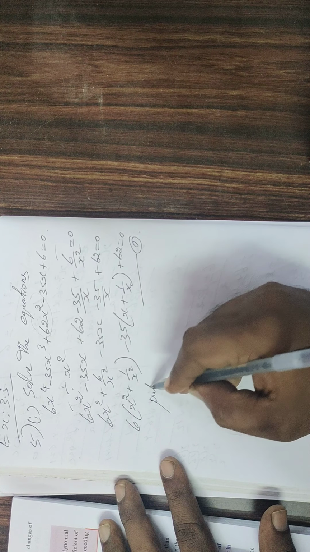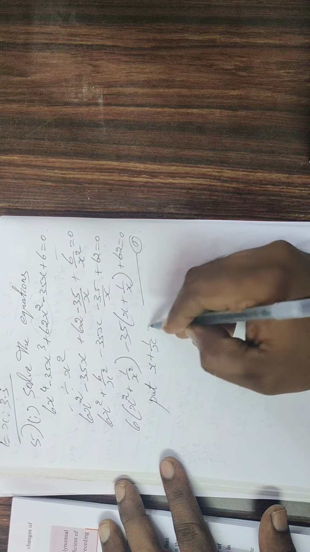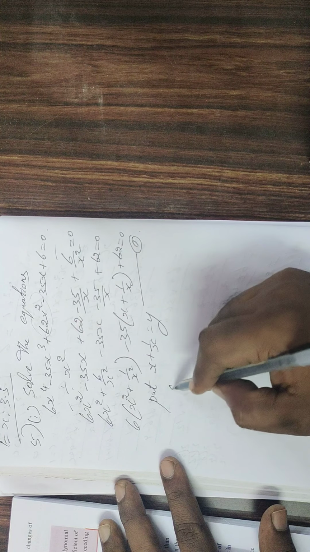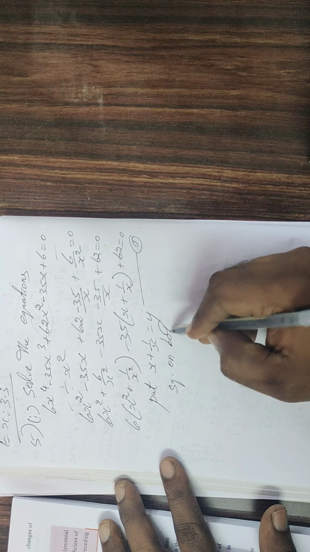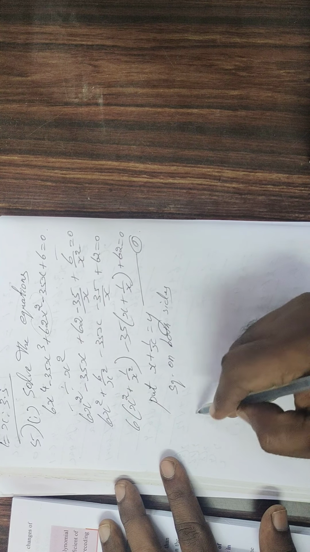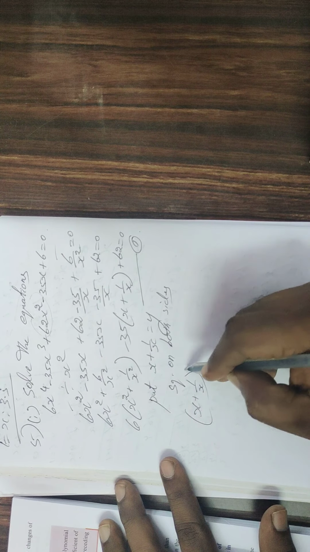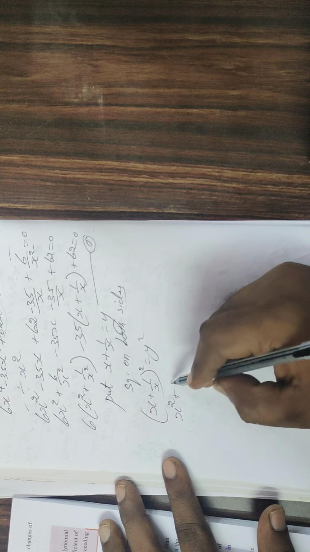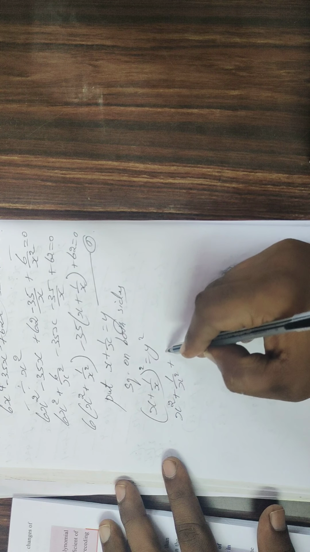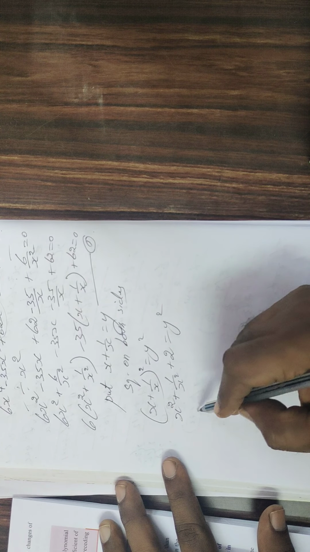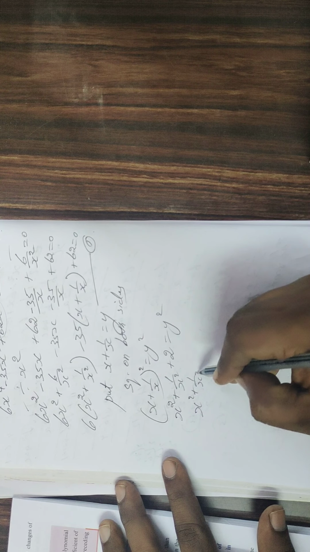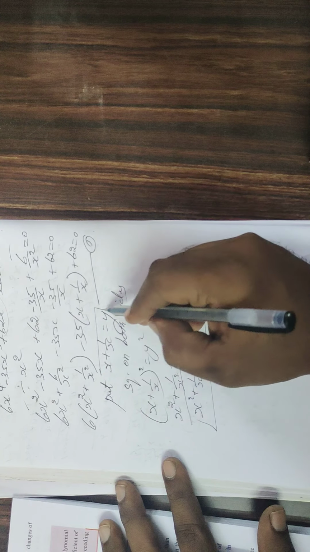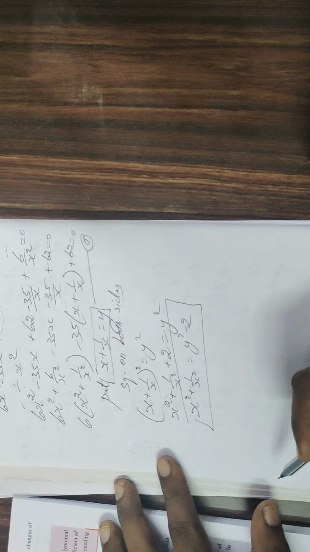Now put x plus 1 by x equal to, what do we have to take? y. So squaring on both sides, we will get x plus 1 by x the whole square equal to y square. So what will we get? x square plus 1 by x square plus 2 equal to y square. So x square plus 1 by x square equal to y square minus 2. Now these two values you have to substitute in equation number 1.